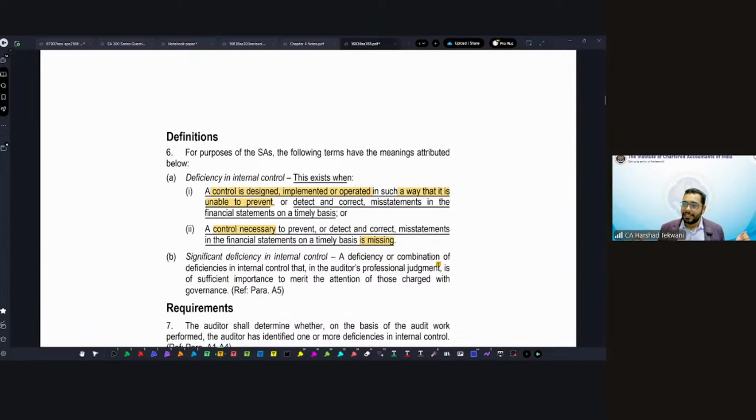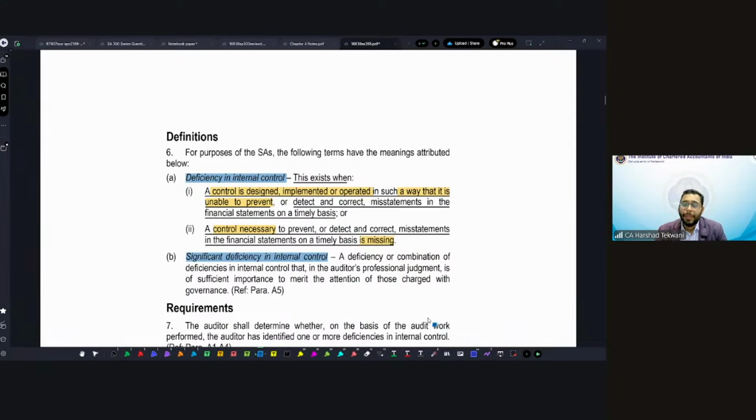Now, when these deficiencies accumulate and are of such a nature that they are very important from the point of view of those charged with governance, they are significant. Deficiencies or a combination of deficiencies which, in your judgment, require the attention of those charged with governance will be called a significant deficiency. So there is deficiency in the internal control and significant deficiency in the internal control. Multiple deficiencies together, or one single deficiency, which in your judgment should require the attention of those charged with governance or the audit committee.